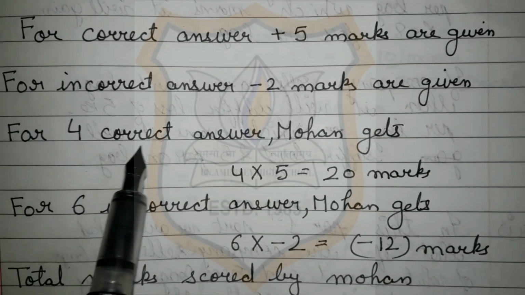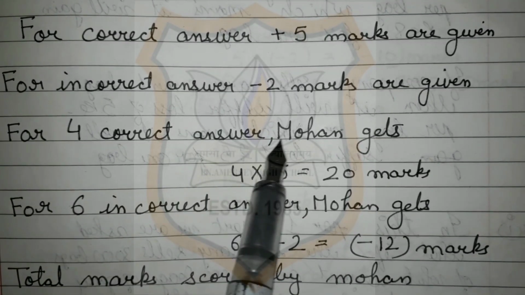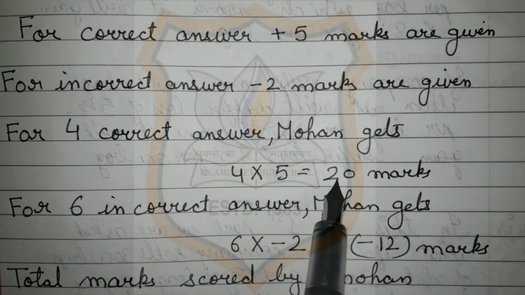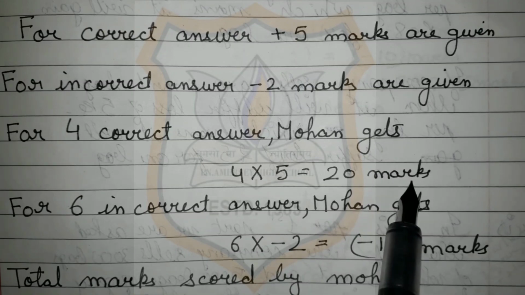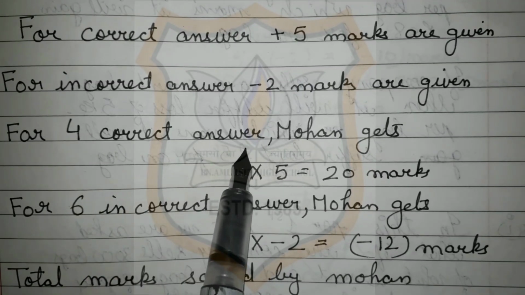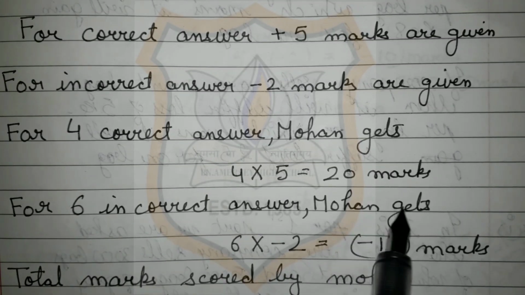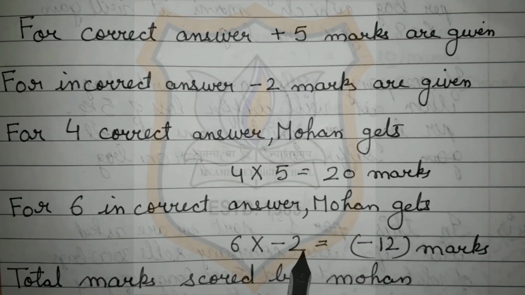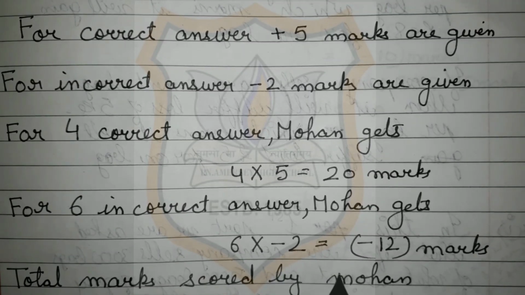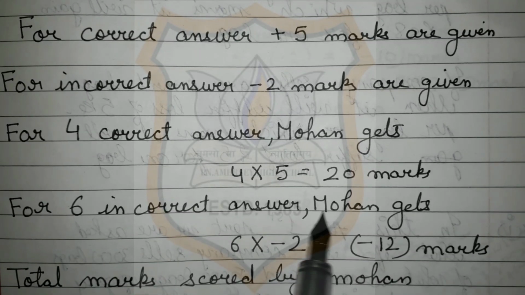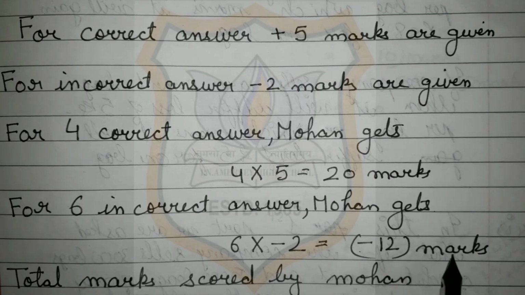So, for 4 correct answers given by Mohan, Mohan gets 4 into 5. 4 fives are 20. That is equal to 20 marks for 4 correct answers. Now, for 6 incorrect answers, Mohan gets 6 into minus 2. That is 6 twos are 12, plus into minus is minus. So, answer is minus 12 marks. So, we can say that for 6 incorrect answers, Mohan gets minus 12 marks.